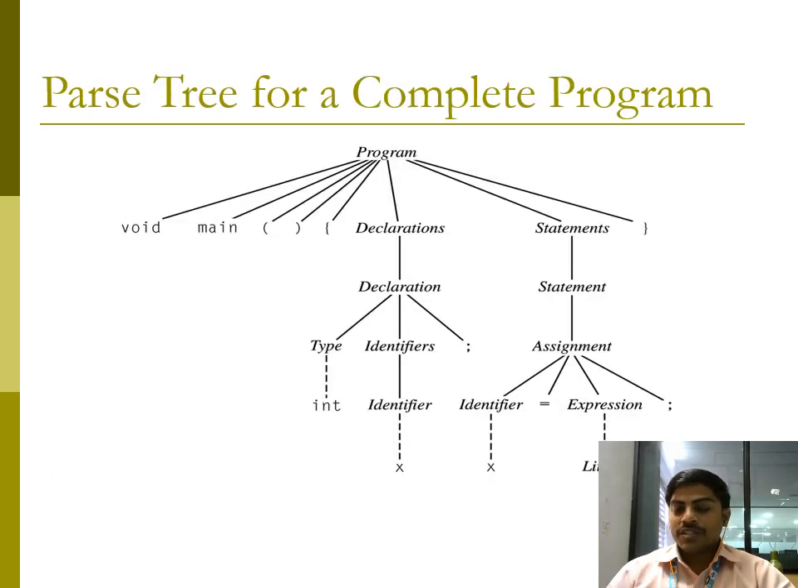What do we infer from this picture? This is the parse tree for a complete program. A program begins with void main. In terms of C language it is represented, but we can well connect with a variety of languages as well. Void main, opening bracket, closing bracket, and the entire program lies within the opening and closing curly brackets, where these two brackets can encompass declarations and statements comprehensively.